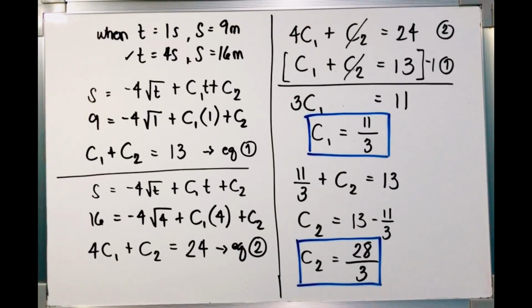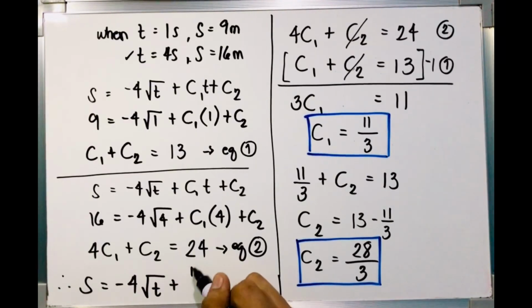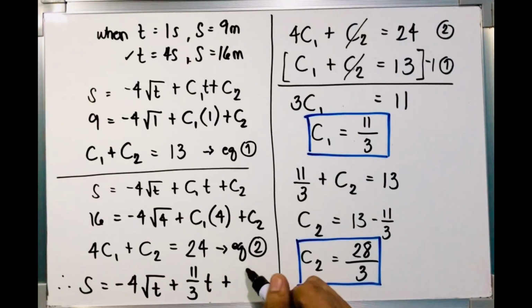Therefore, ilalagay ko na lang siya sa equation and using that, therefore, the equation of the motion is s is equal to negative 4 square root of t. What's my c1? That is plus 11 over 3 t plus 28 over 3. Okay, so that is my final answer.